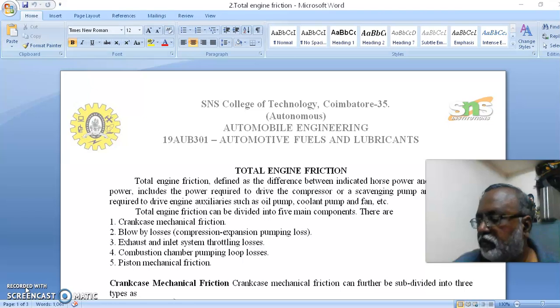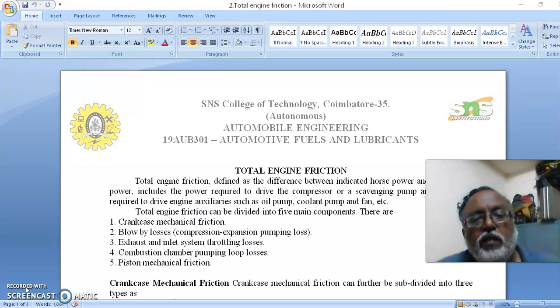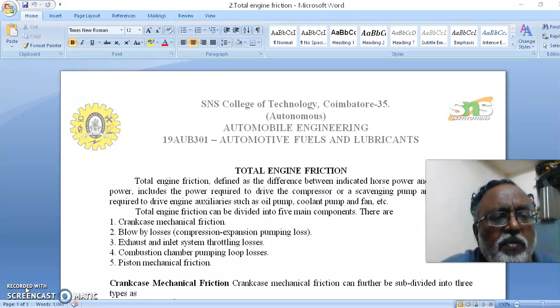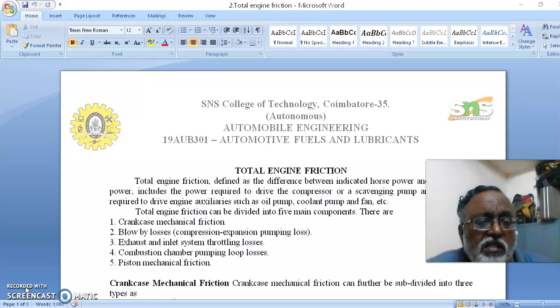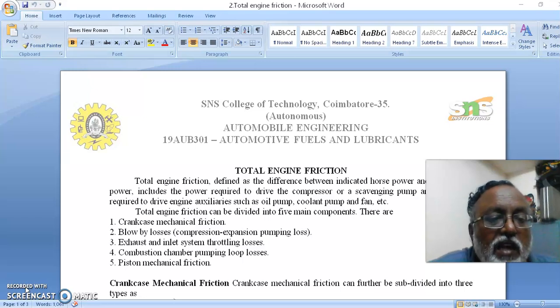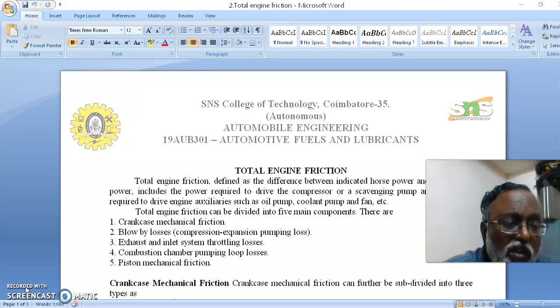Total engine friction can be divided into 5 main components. They are crankcase mechanical friction, blow-by losses, exhaust and inlet system throttling losses, combustion chamber pumping loop losses, and the fifth one is piston mechanical friction.